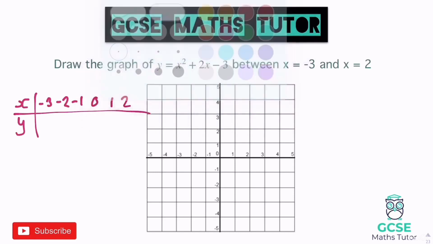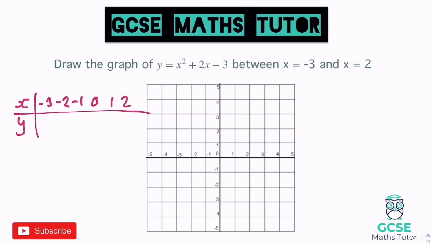Now this is a slightly more complicated one for us to sub in, because to find the y coordinate you have to do x squared, add 2x, take away 3. So I want to write these down nice and carefully. I'm going to start with 2 again for the positive one.